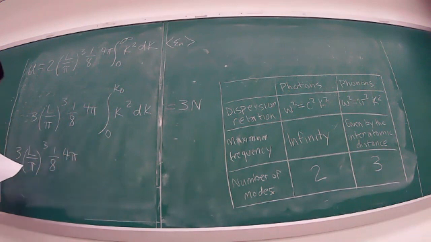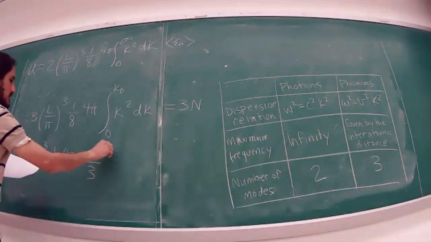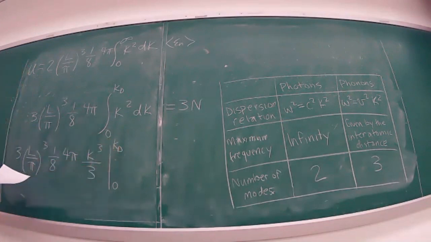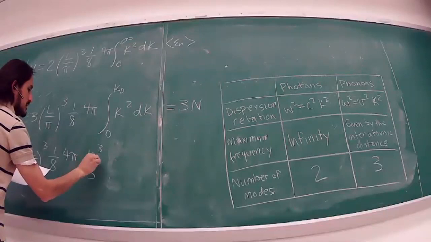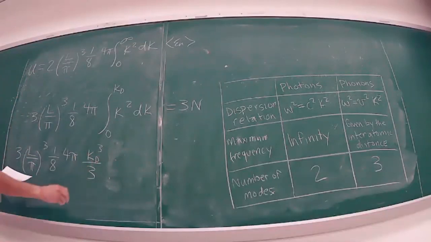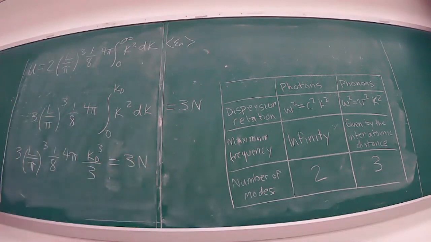3L/π³ (1/8, 4π) k³ divided by 3, evaluated from 0 to kD. So notice that kD is the maximum frequency, right? The maximum frequency that your crystal can have. And that's equal to 3N. So we can get rid of these threes, and this becomes a 2, and then I guess we can get rid of this one like this.